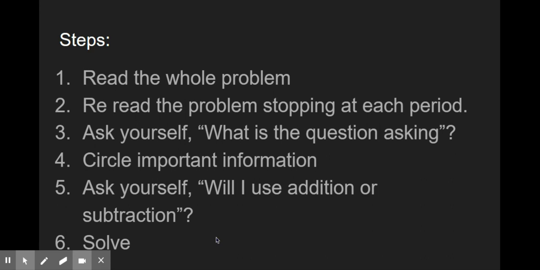Here are the steps when you don't know if it's addition or subtraction. Step 1, read the whole problem. Step 2, reread the problem, stopping at each period or punctuation mark. Step 3, ask yourself, what is the question asking? Step 4, circle the important information. Step 5, ask yourself, will I use addition or subtraction? And finally, step 6, solve.